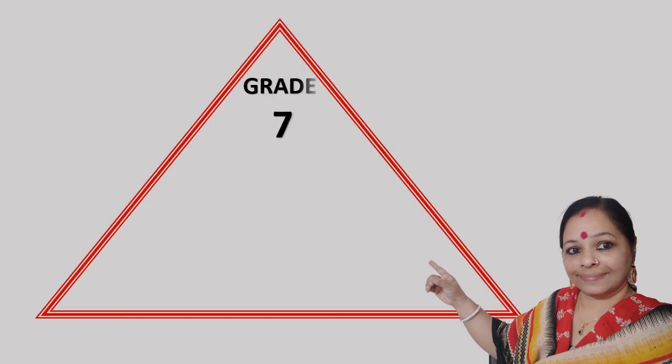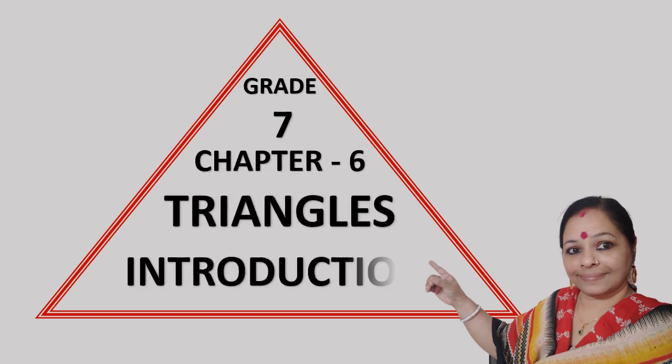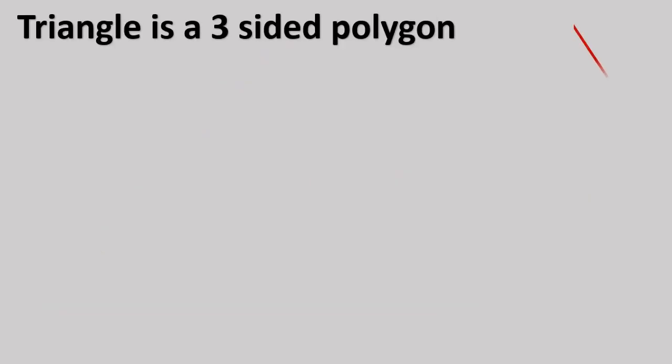In this video, we will discuss chapter 6, triangles and its properties. It's an introduction video of the properties of triangles. So what is a triangle? Okay, let us move on to the video. A triangle is a three-sided polygon.